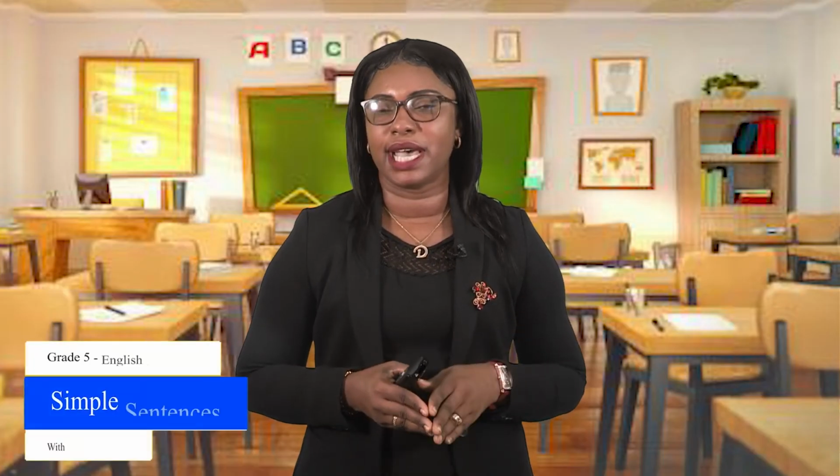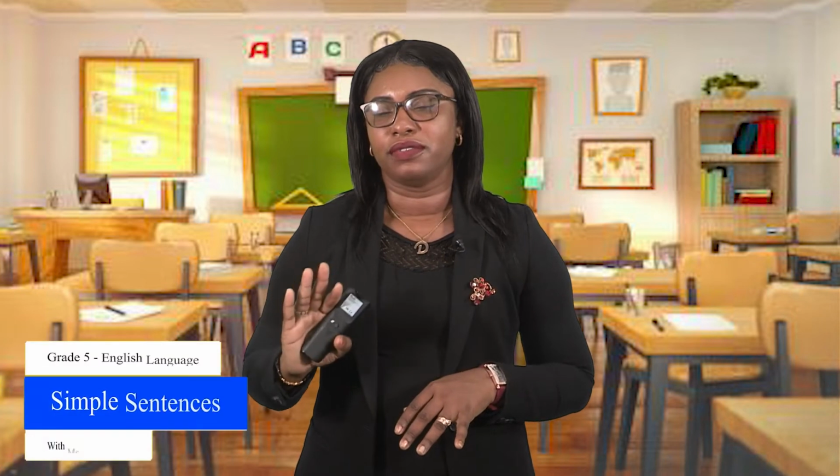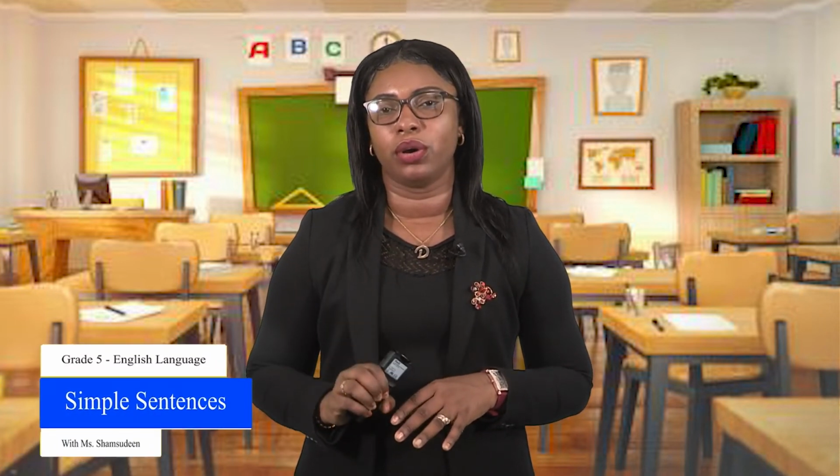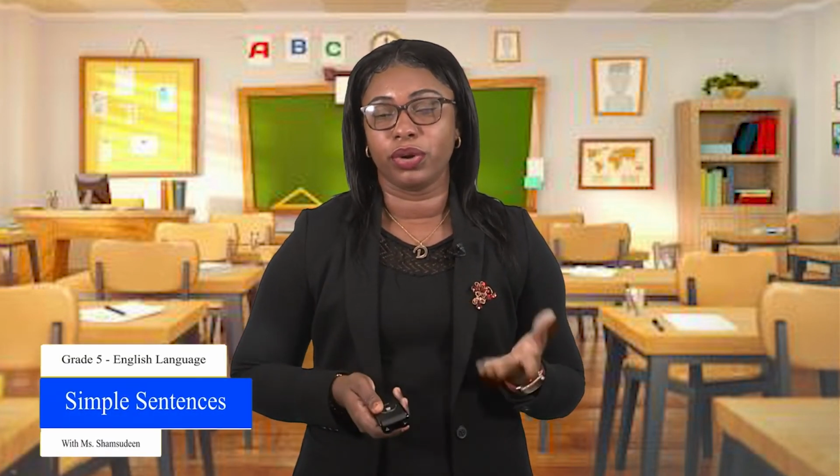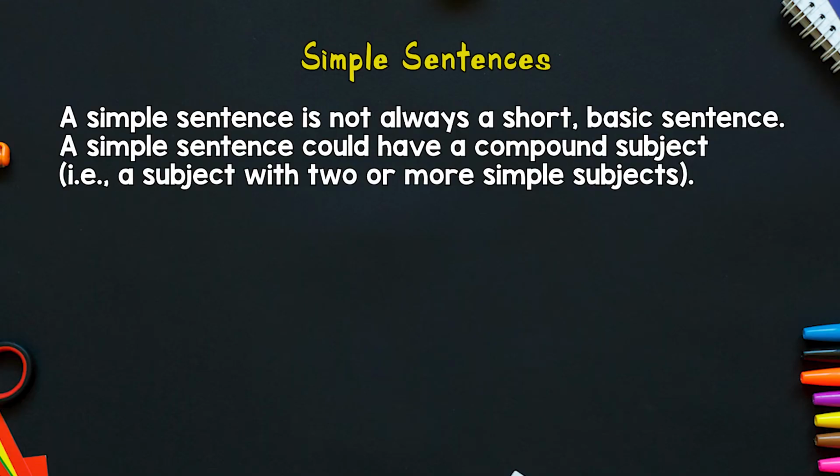So if we were to analyze this last sentence, we would see that Rita is the subject, and loves to eat apples very slowly would make up our predicate. So we have there our subject and our predicate. Our predicate includes our verb as well as the object and the modifier. Now, as I said, a simple sentence, as you would have seen, is not always a short, basic sentence.